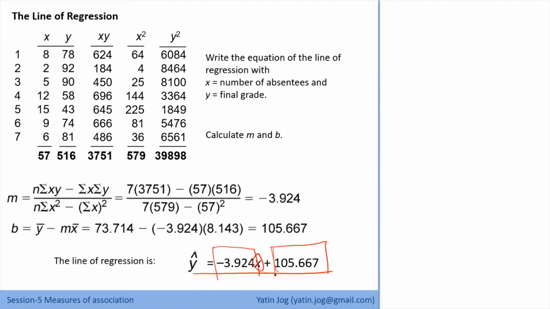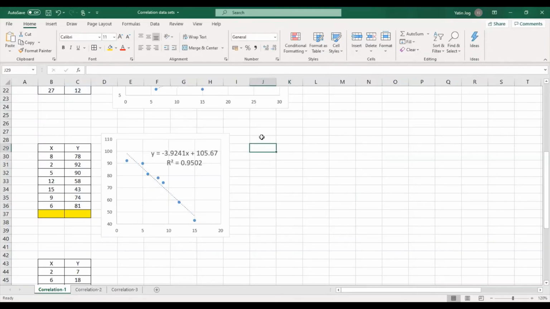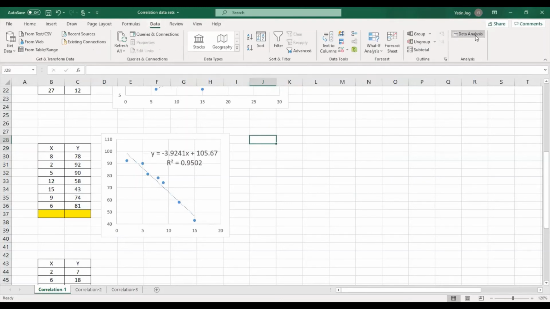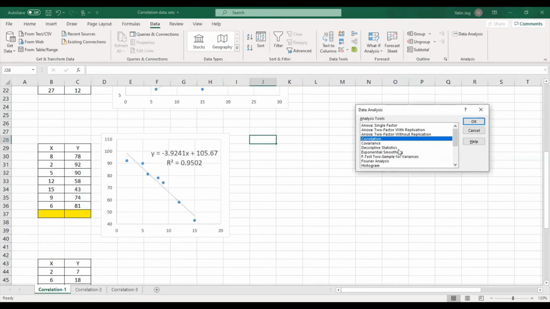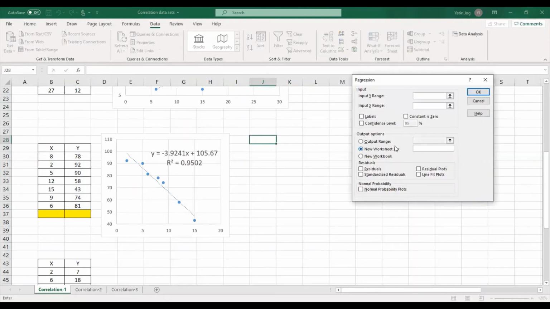So this is how you can calculate using pen and paper, but we are not going to use pen and paper. We are directly going to use Excel for all these calculations. So now the next method to calculate the regression line equation: go to data analysis, and in data analysis you will find one tool called regression. Just click on OK. It is asking for input y range and input x range. So give y values in y range and x values in x range.